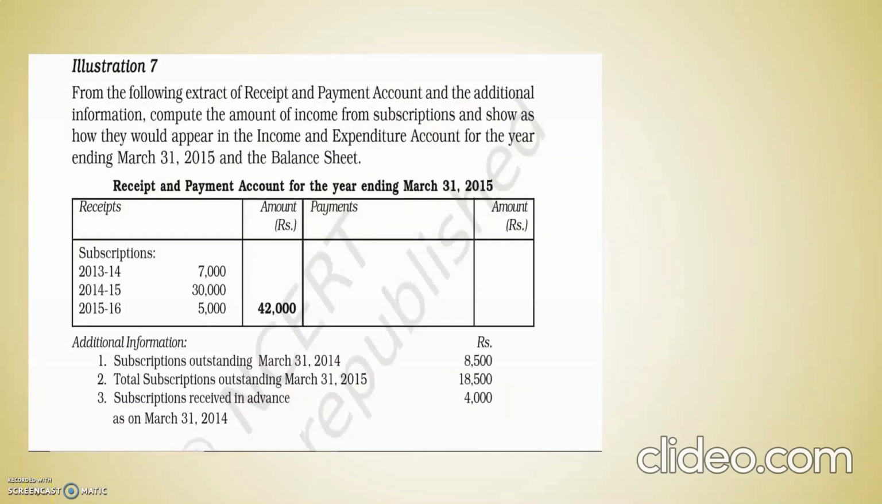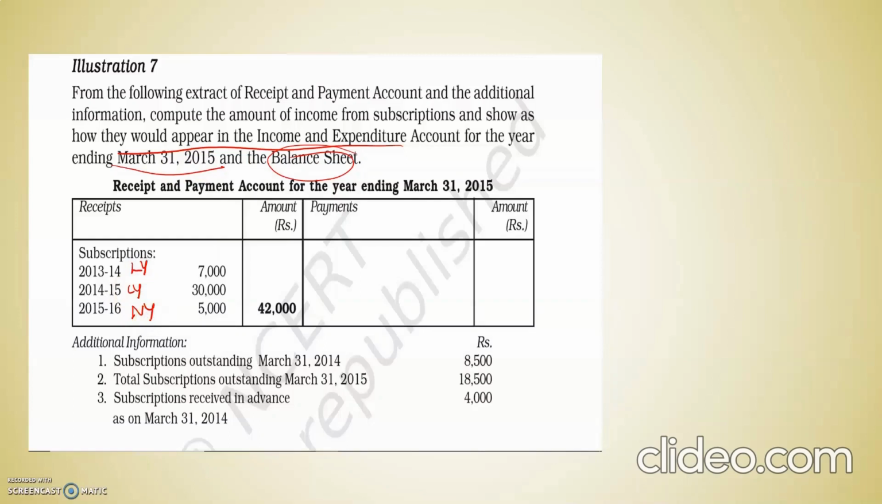Okay, let us see one more example. From the following extract of receipt and payment account and the additional information, compute the amount of subscription as it would appear in the income and expenditure account for the year ending 31st March 2015 and a balance sheet. Okay, so current year ending 31st March 2015 means 14-15 is the current year, 13-14 is last year, 15-16 is next year. Now we have to show how they would appear in the income and expenditure account.